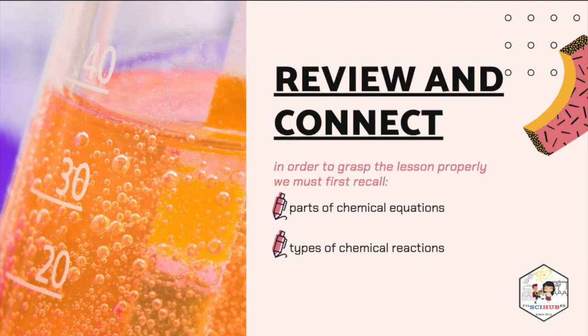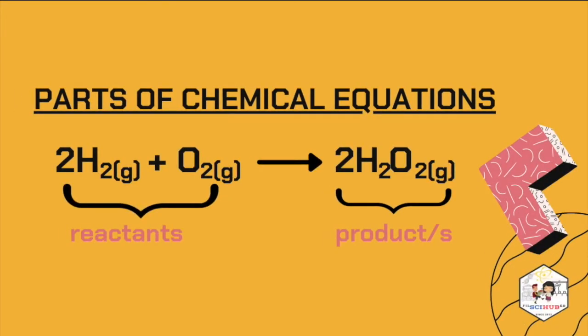So, parts of the chemical equation. Ayan, ano ang mga parte ng mga chemical equations? Types of chemical reactions, ano ang iba't ibang uri ng mga chemical reactions? So let's go through them briefly. For the parts of the chemical equations, there are basically three parts of the chemical equation: the reactants, products, and the arrow, or how we read this as yields.